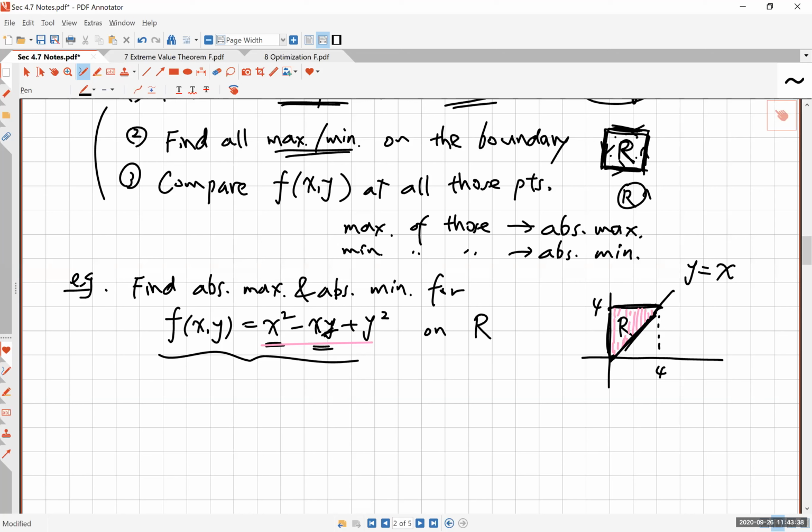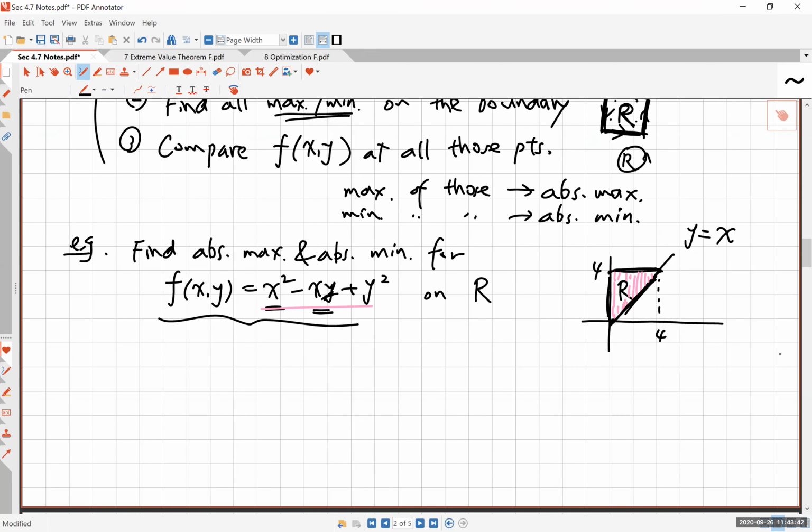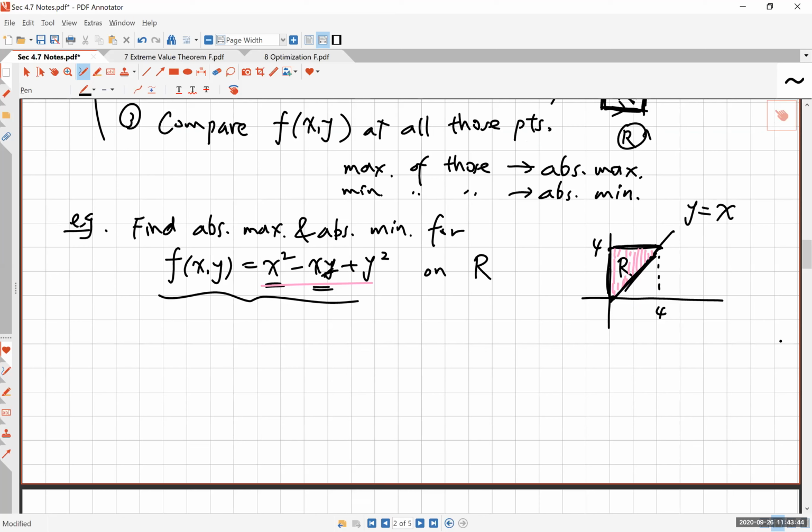You can continue to watch this, or you can sit and try to figure out at least the critical points. Yeah, why don't you find the critical points and come back. All right, let's find the critical points. Fx is 2x minus y. Fy is negative x plus 2y. You want to set both of these equal to 0.